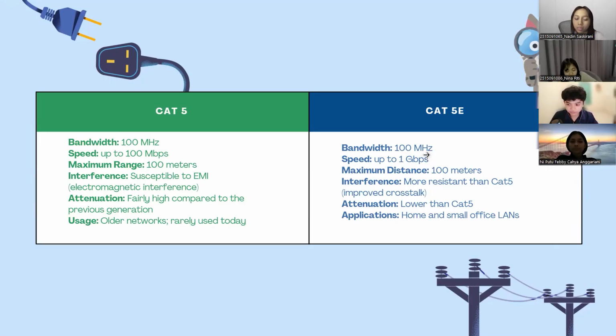And next we have Cat 5e. Cat 5e is an improved version of Cat 5. It supports speed up to 1 Gbps and the distance is still 100 meters, but it has better resistance to interference. This cable is commonly used in homes and small offices. Okay, next.